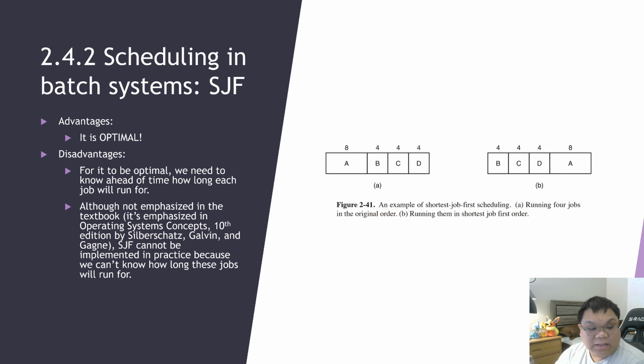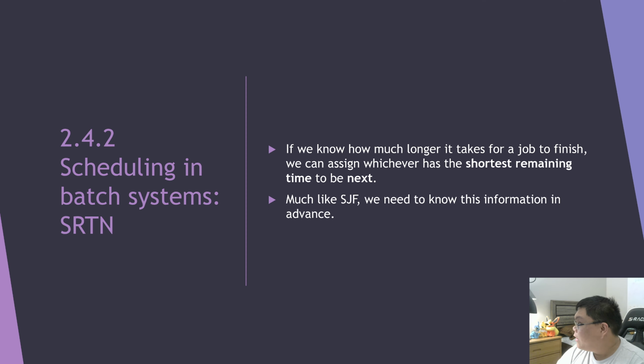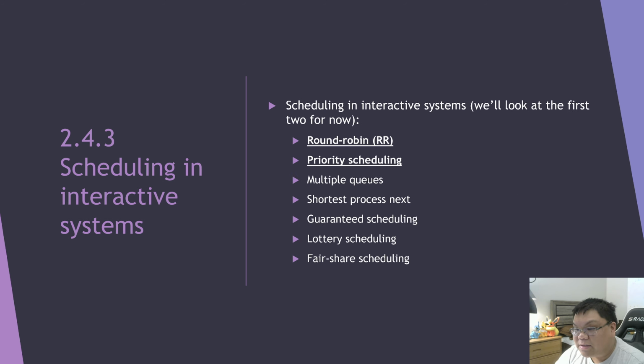It's not emphasized in this textbook, but is emphasized in a different textbook. We cannot implement SJF in practice because we can't know for how long these jobs will run. But it's great for benchmarking purposes. There is another one related to SJF, and that is called shortest remaining time next. If we know how much longer it takes for a job to finish, we can assign the process that has the shortest remaining time to be next. But again, much like with SJF, we need to know this information in advance.